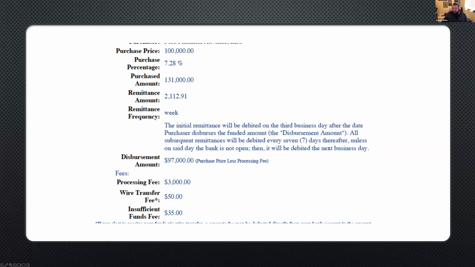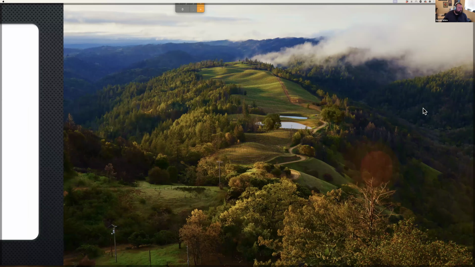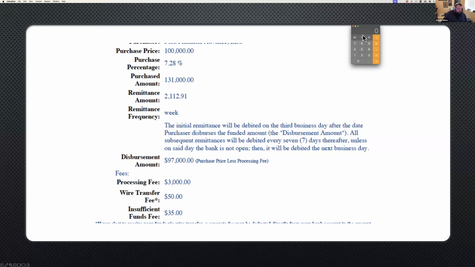$131,000. So let me show you the math on how you would figure this out, since I know that math is very fun and interesting. So $100,000, right? We're going to multiply by the factor rate of 1.31, which gets us $131,000. So that's how we know it's a 131.